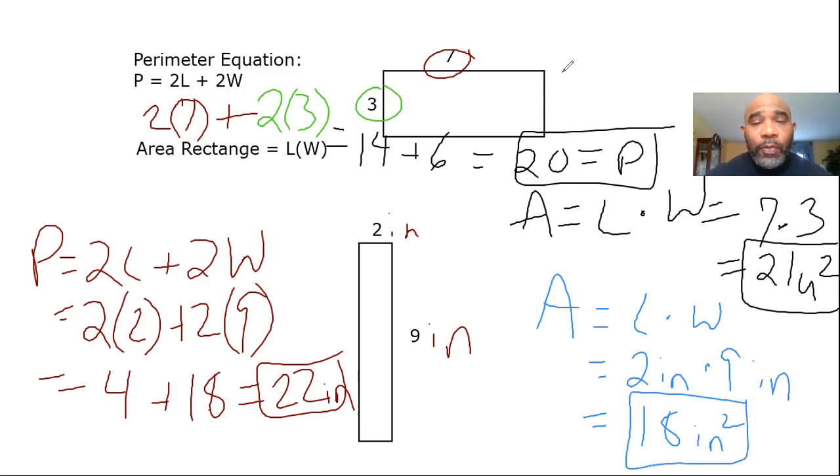So I hope you found this helpful. This has been area and perimeter of rectangles. Kind of straightforward. You do need to get the concept of unit blocks. That's where the area actually comes from.